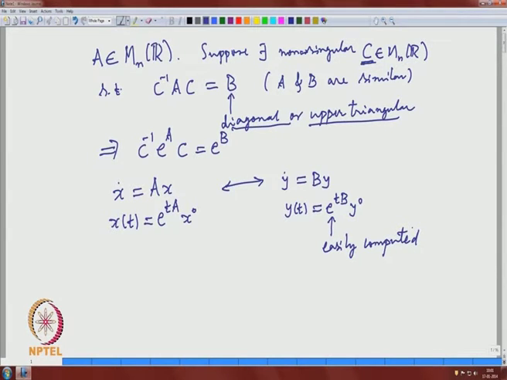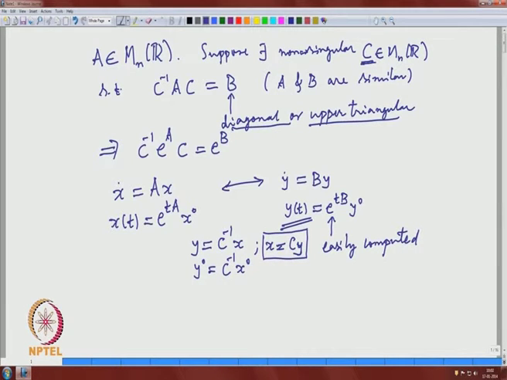Not only that, we can easily analyze the qualitative behavior of y(t), and how x and y are connected is very easy. You put y equal to C inverse x, so y naught will be just C inverse x naught, and once we know y, we can also analyze x since x is C y. So that is the advantage.